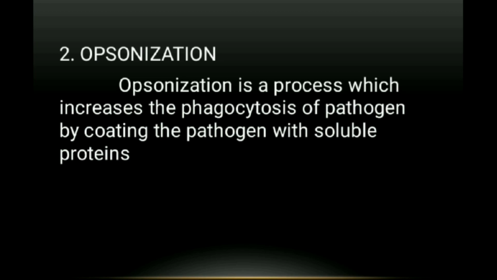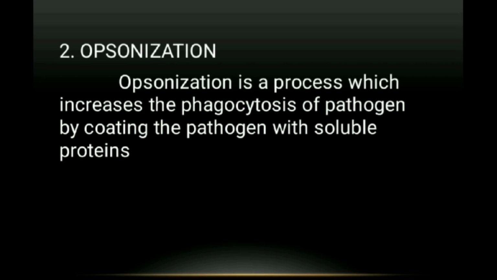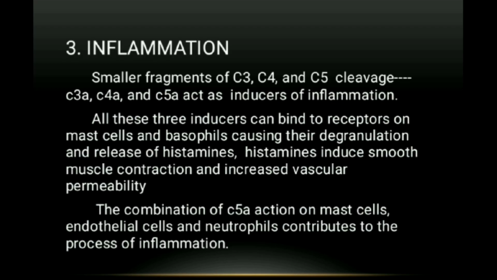Opsonization or phagocytosis. C3b bound to the immune complexes coats the surface of the pathogens and activates phagocytic cells. These proteins bind to specific receptors on the phagocytic cells so the pathogens get engulfed.